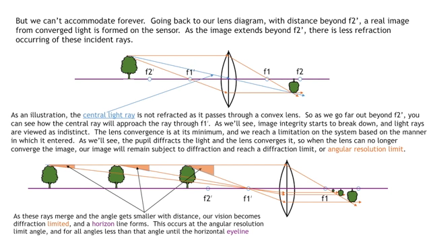As these rays merge and the angle gets smaller with distance, our vision becomes diffraction limited and a horizon line forms. This occurs at an angular resolution limit angle, which we will discuss, and for all angles less than that angle, until the horizontal eye line, a theoretical zero angle would be produced. So anything at that particular point where the light rays are so merged together or so close to one another that you cannot resolve them, that angle plus any angle less than it up to the 0 degree point of our eye line is not visible.